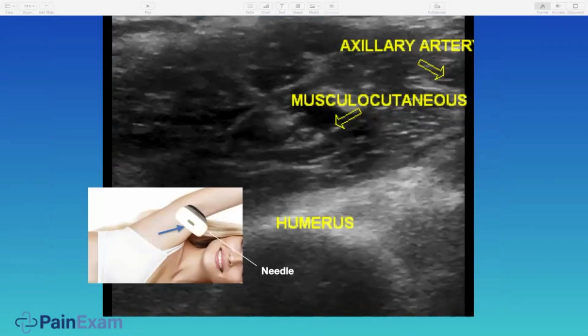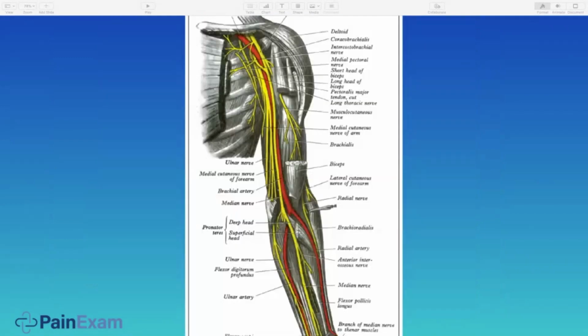This is an older ultrasound machine, so the picture's a little more grainy. This is the humerus. And the artery is off to the side, which you don't really see well here.